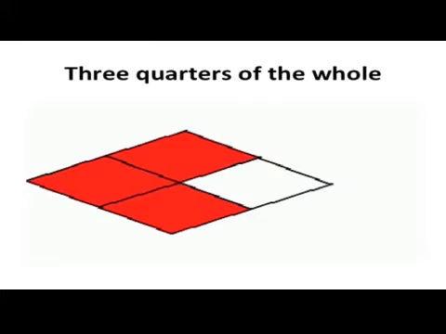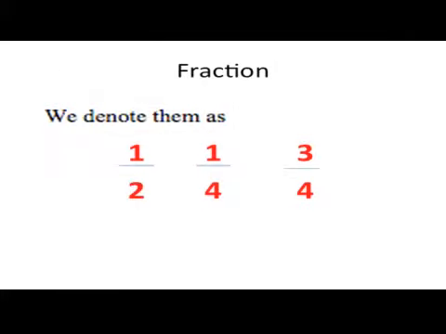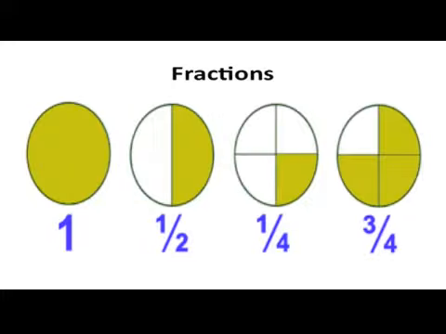Let us see the picture. Here, a square is divided into 4 parts. 3 parts are shaded. We call it 3/4 of the whole. Therefore, we denote them as 1 by 2, 1 by 4 and 3 by 4. We call these numbers fractions.